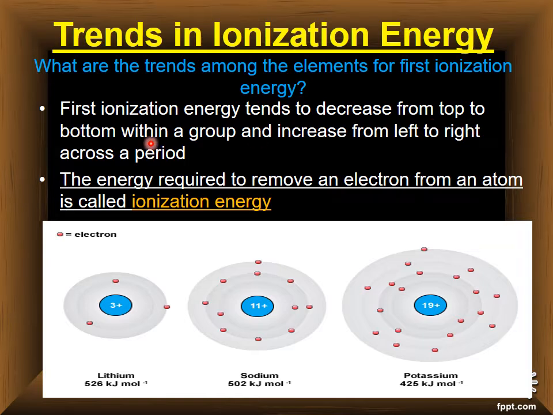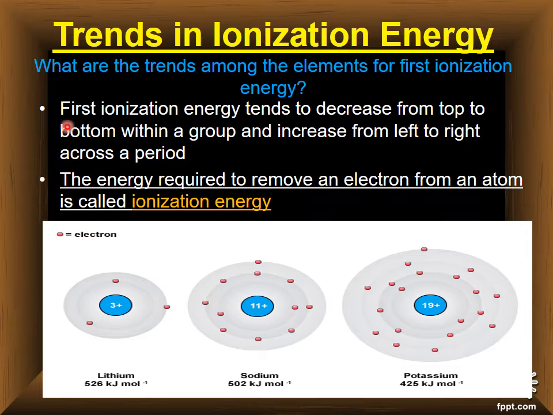First ionization energy tends to decrease from top to bottom, meaning ionization energy decreases down a group, and increases from left to right, meaning when you go from left to right it increases. From top to bottom in a group it decreases, left to right it increases.